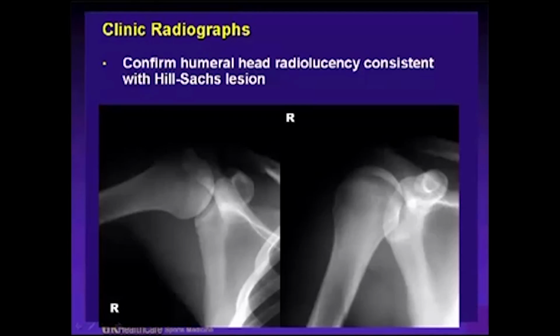We got x-rays. This is a probable Hill-Sachs lesion where there's radiolucency in the greater tuberosity.